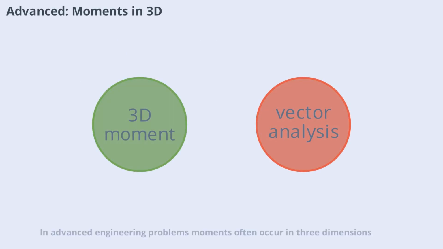In advanced engineering problems, moments often occur in 3 dimensions. Using vector cross products and Cartesian coordinates allows you to analyze these situations accurately. This approach is essential for designing complex machinery, vehicles, and structures that operate in all directions.